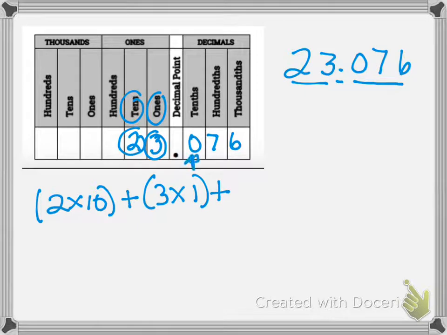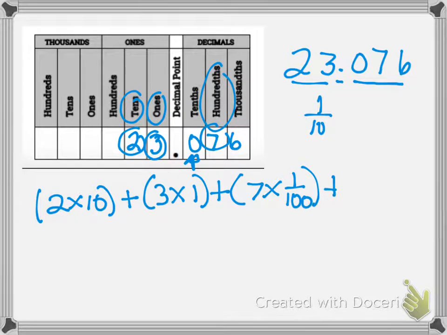Now the 0 we get to skip, so we're not going to have anything times 1/10. So we're going to skip to the 7. 7 times 1/100th, and then 6 times 1/1000ths. And there we have it.